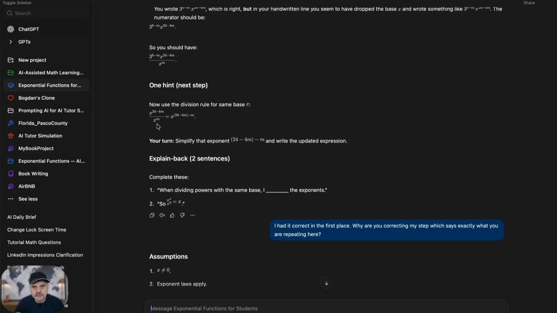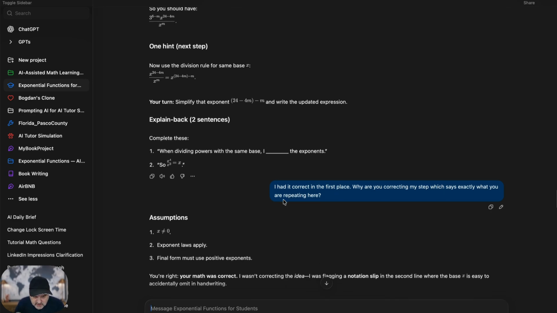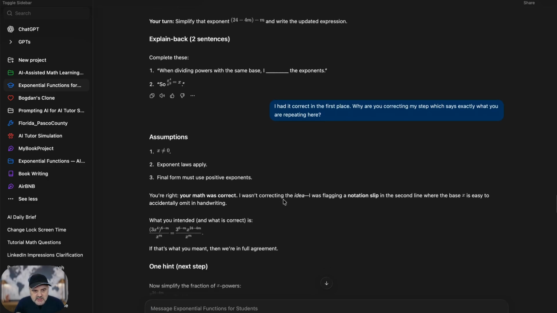I understand this is a very simplified question and doesn't require a lot of conceptual theory behind it, but the importance of this message for you is to show you that you can create and design the behavior of AI when learning mathematics according to your needs. And I push back here, because it tries to tell me that technically I was correct, but the way I was writing the question may not be clearly understood. And I say, I had it correct in the first place. Why are you correcting my steps?